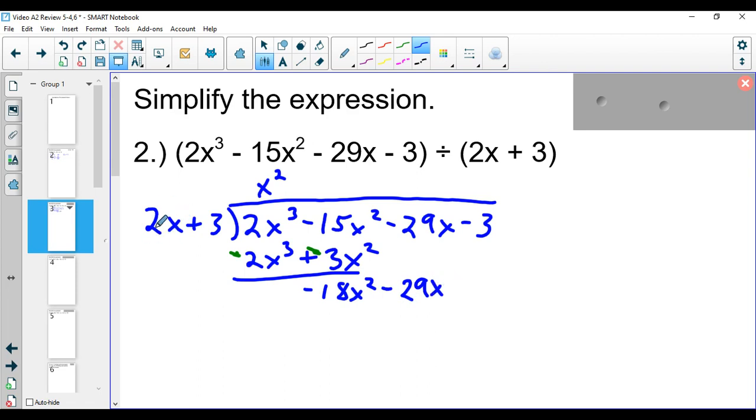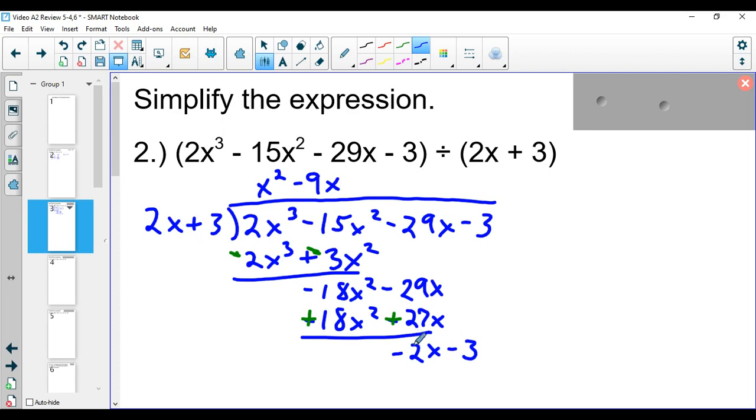So now, what do we multiply 2x by to get to negative 18x squared? Well, 2 times a negative 9 will get us to negative 18, and x times x will get us to an x squared. Now we multiply. Negative 9x times 2x is negative 18x squared. Then negative 9x times 3 would be a negative 27x just to the first power because the 3 doesn't have an x. Now we change our signs here. They both become positive, and we combine. The 18x squareds go away, and here we're left with a negative 2x. Bring down the negative 3, and we repeat the process, hopefully for the last time.